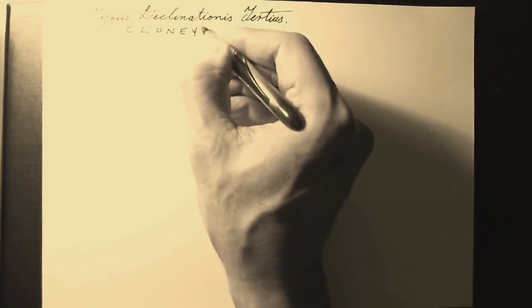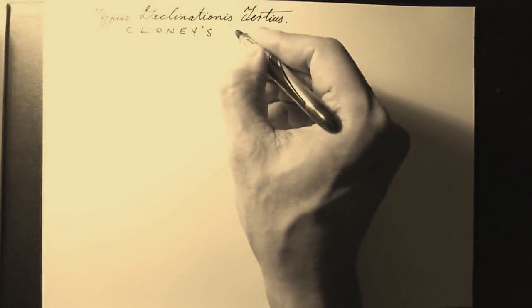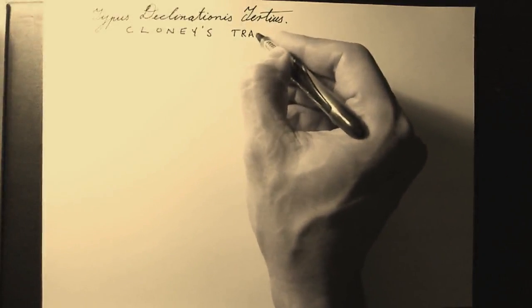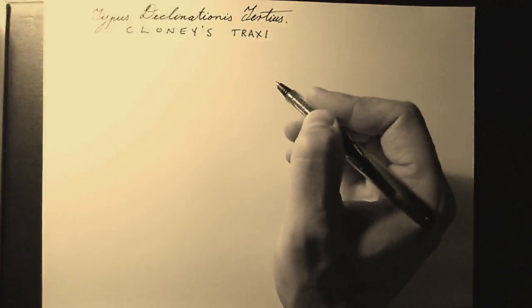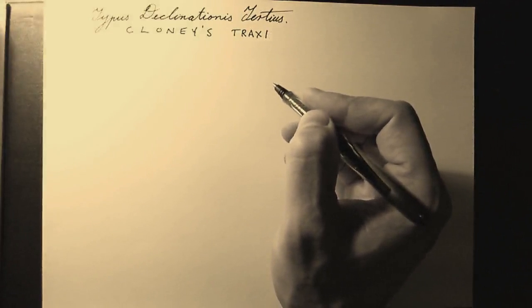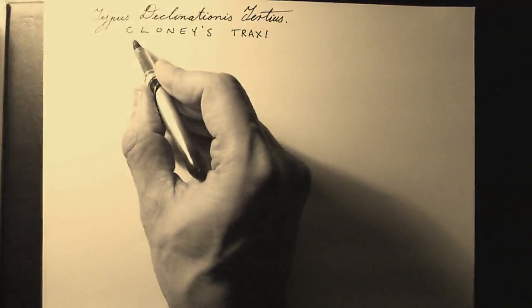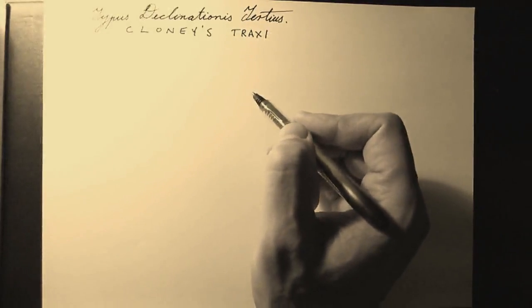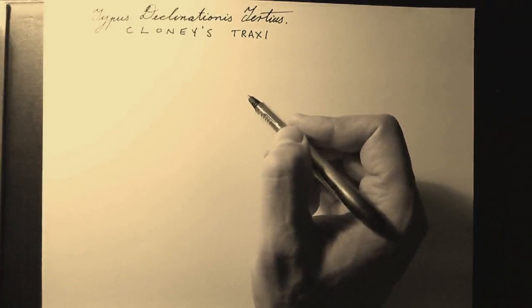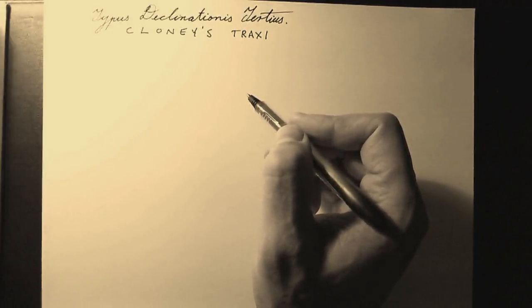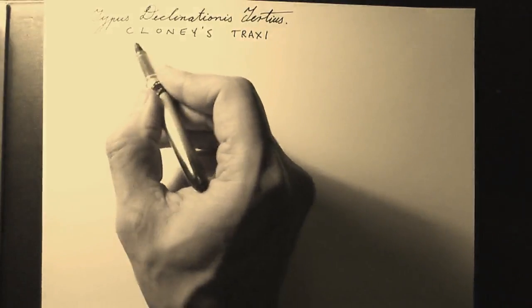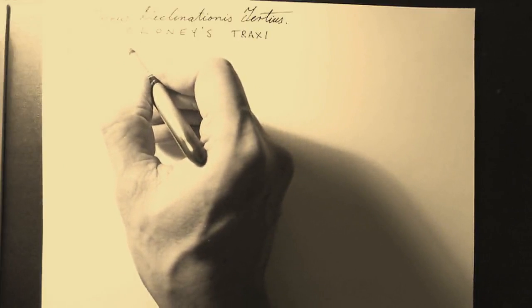Nonsense word, clones, traxi. Now, this will give us all of the possible endings of words of this declension. This third declension is actually a major supercategory, of which there are several subcategories, and we'll be looking at these. So the nominative will have these endings, and the vocative, of course, will share them.